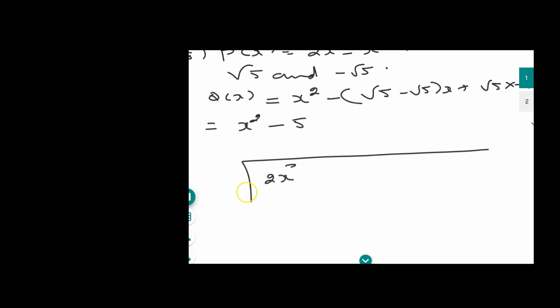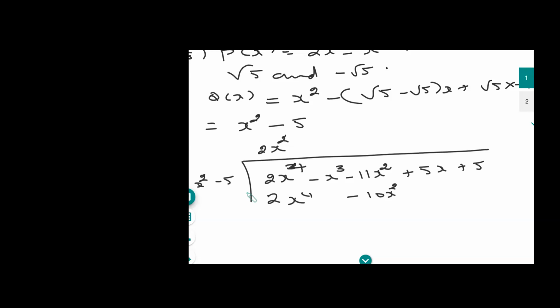2x to the power 4 minus x cubed minus 11x squared plus 5x plus 5 divided by x squared minus 5. Let us first divide with 2x squared. So that gives you 2x to the power 4 minus 10x squared. Now change the symbols.